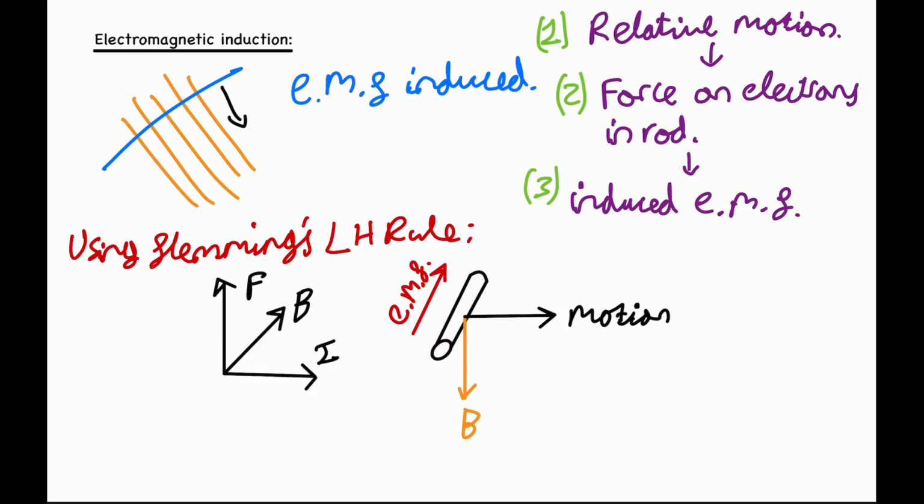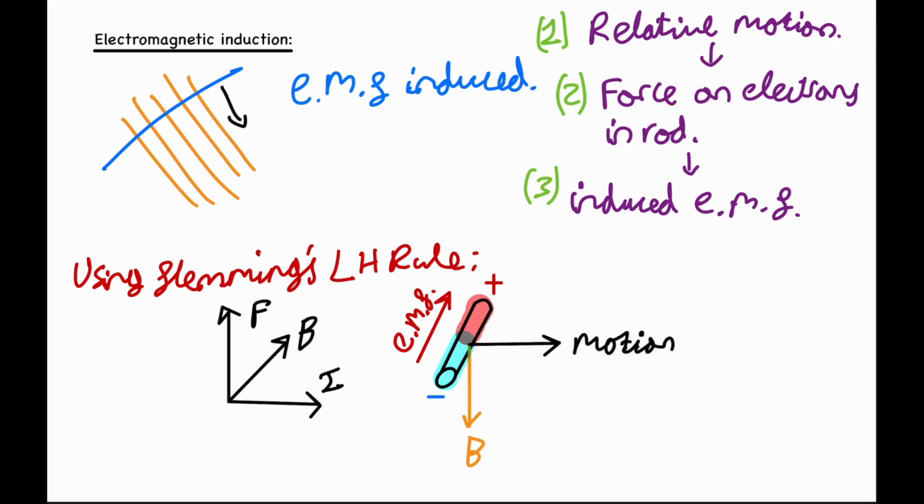Because this applies to positively charged particles, we would have an accumulation of positively charged particles on this side of the rod, leaving the negatively charged particles on this side. So the electrons will feel forced this way, because remember this rule applies the opposite way for a negative charge. So the positive holes, you could say, in the rod will accumulate on this side, and the negative on this side. So you would have a potential difference, or an EMF induced.